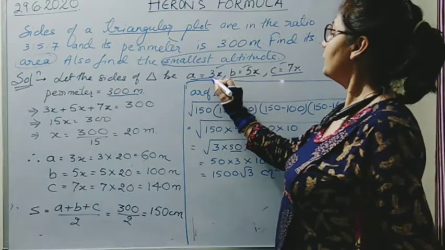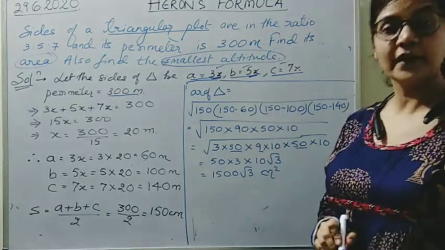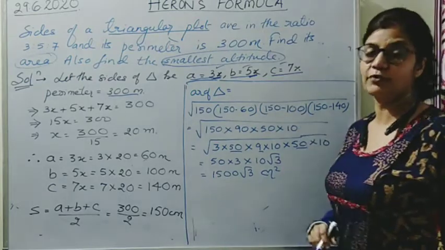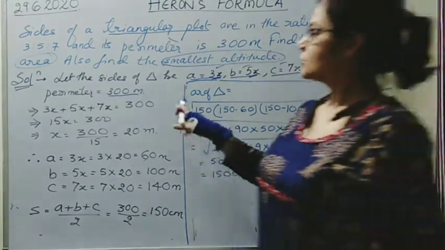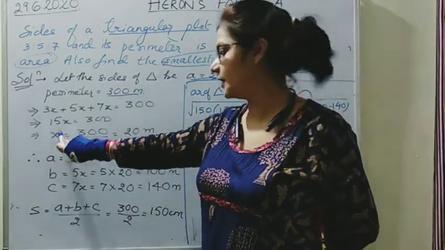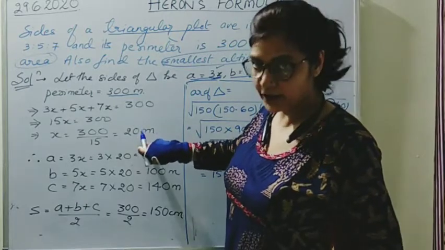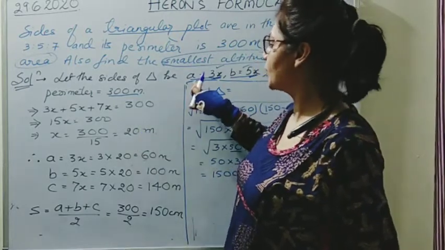Means here we do not know the sides. We are writing them as 3x, 5x and 7x. So we have to find the variable. So with the help of the perimeter, we will find the value of the variable. A variable क्या निकल आया? 20. Now with the help of this value, we can easily find the sides.